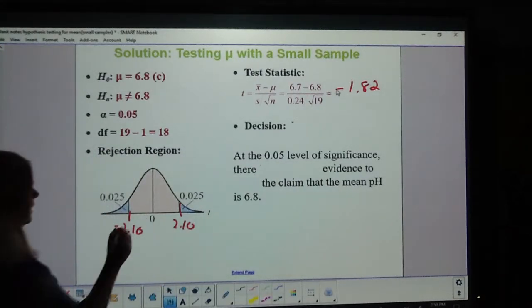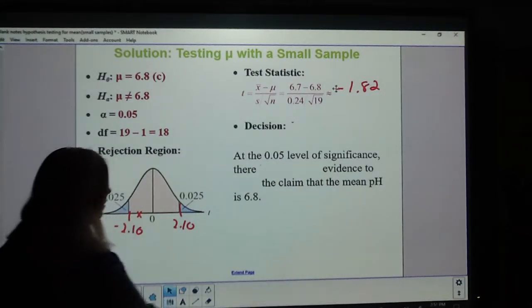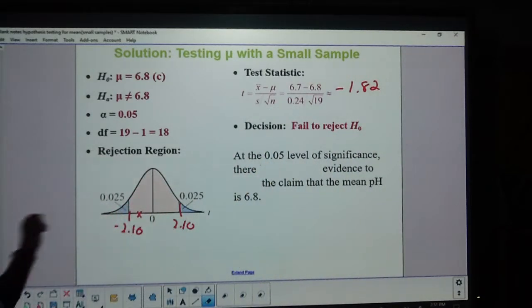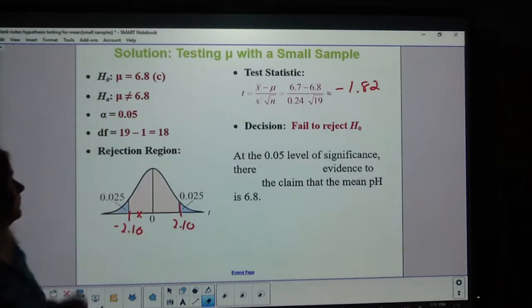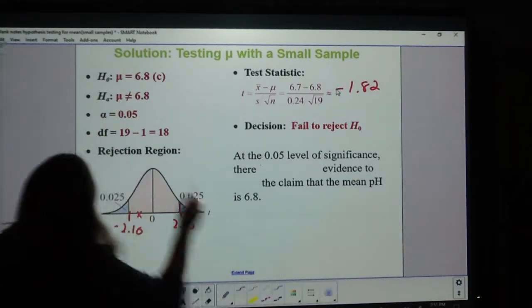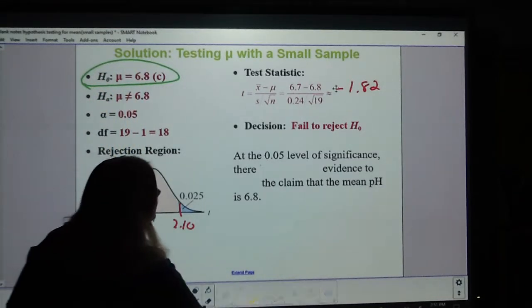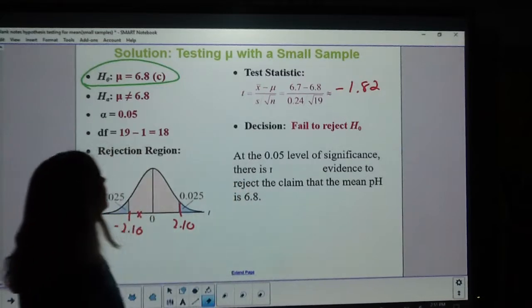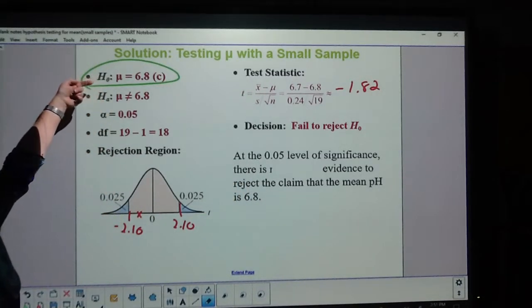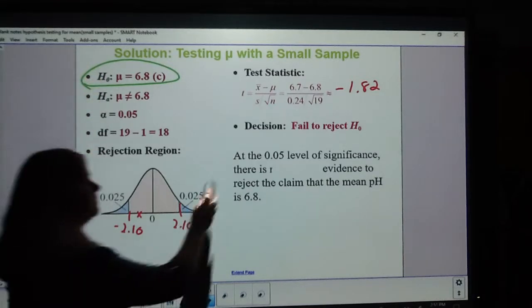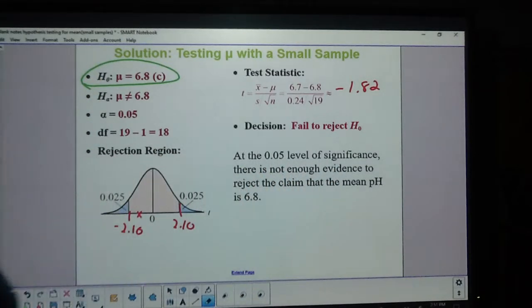So negative 1.82 might fall right there. So that is a fail to reject. I'm in the body, not the alpha tails. Since this is a claim, I'm failing to reject. Since that's a claim, we use the word reject. So is there enough or is there not enough? There is not enough evidence to reject the claim.